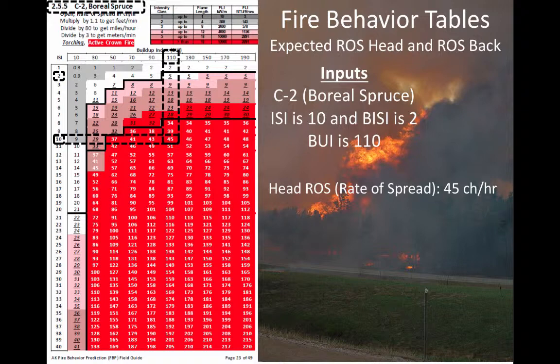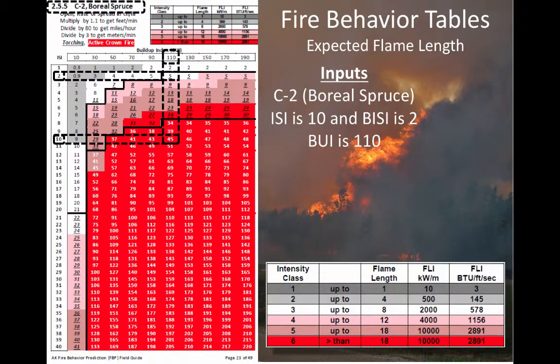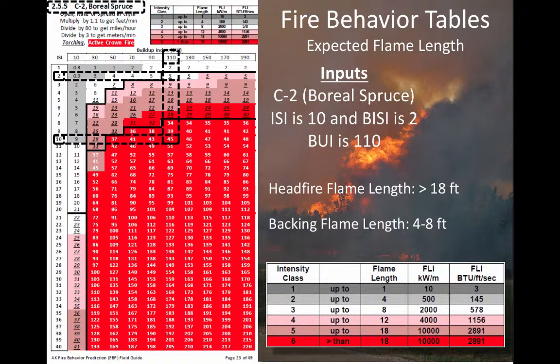The head fire rate of spread is 45 chains per hour. And the backing fire spread rate is 5 chains per hour. Using the same intersecting cells, you can conclude a range of flame lengths from the background colors found there. The headfire flame lengths with the red background are above 18 feet. And the backing flame lengths with a white background are 4 to 8 feet, probably closer to 8.